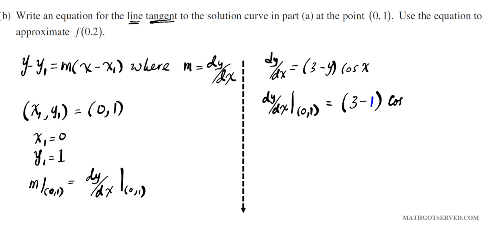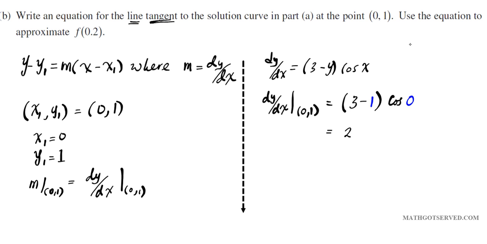cosine 0, because x is 0. Okay, cosine 0. Let's evaluate this expression. 3 minus 1 is 2. Cosine 0, what is cosine 0?